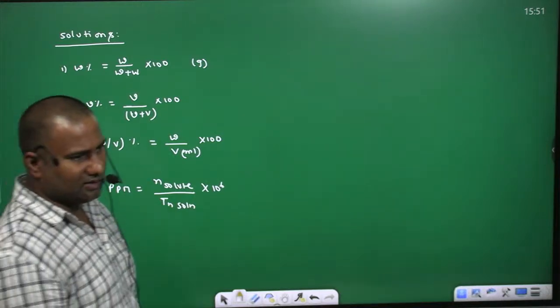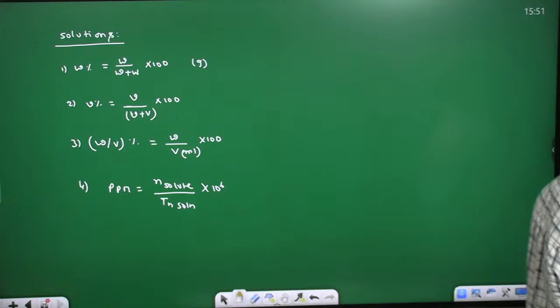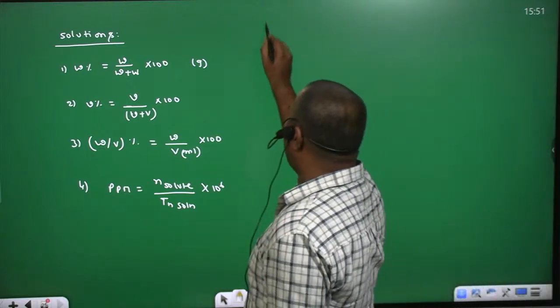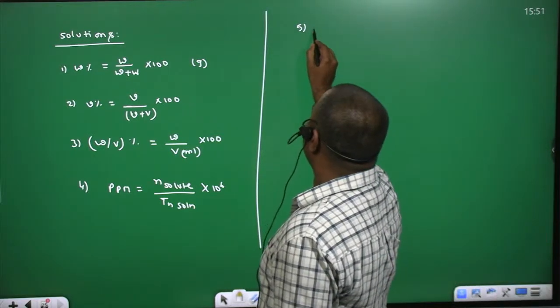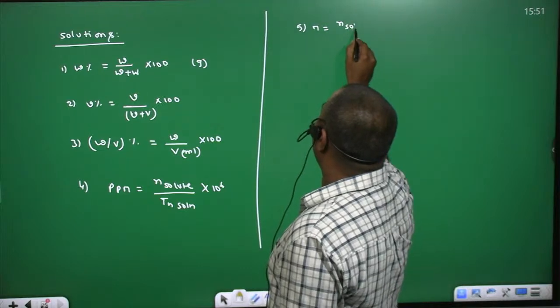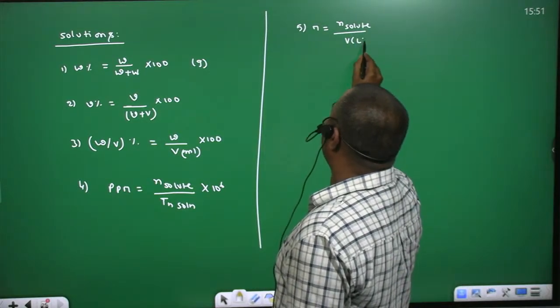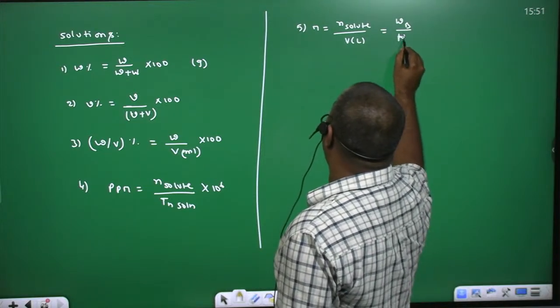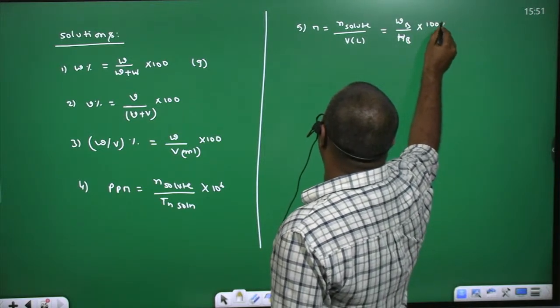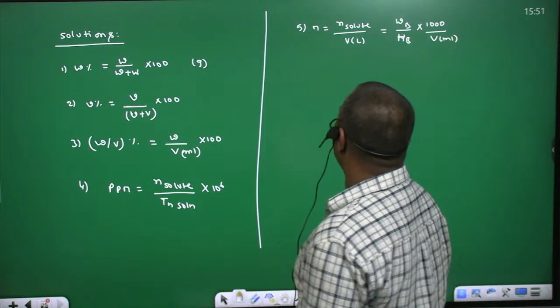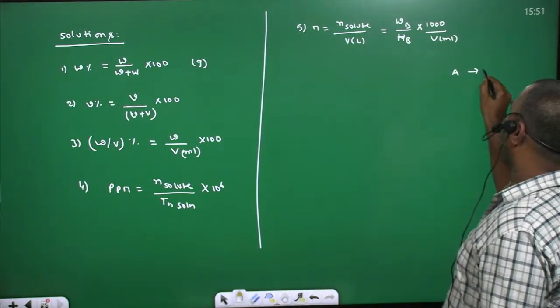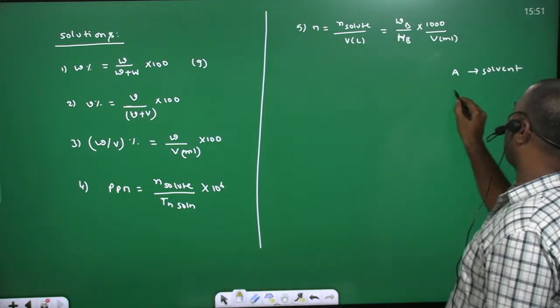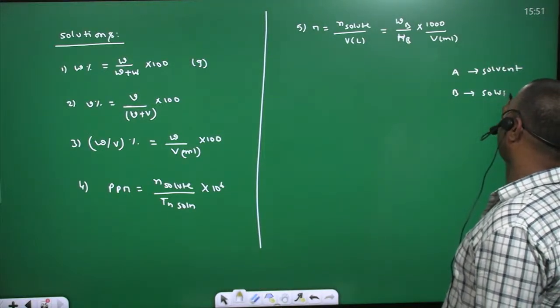The 10 power 6 represents number of parts of solute by total number of parts of solution into 10 power 6. Next, molarity, number of moles of solute by volume of solution in liters. The number of moles equal to given weight of solute by molecular weight of solute into 1000 by V in milliliters, volume of solution, where A equal to solvent, consider B equal to solute.